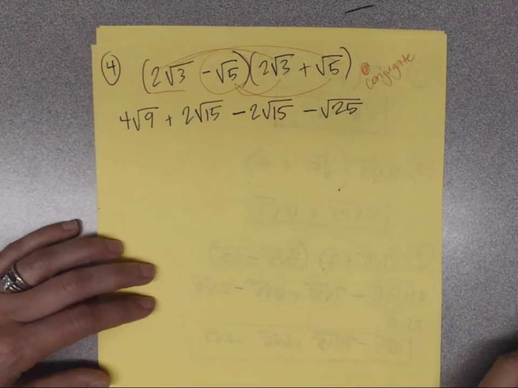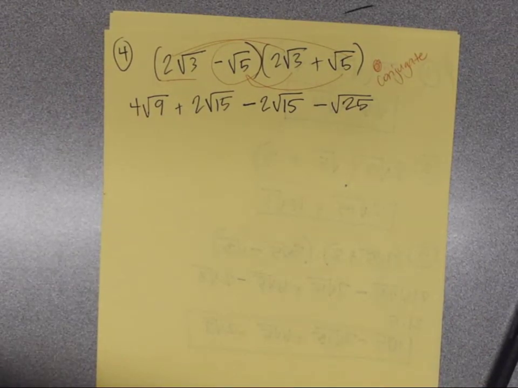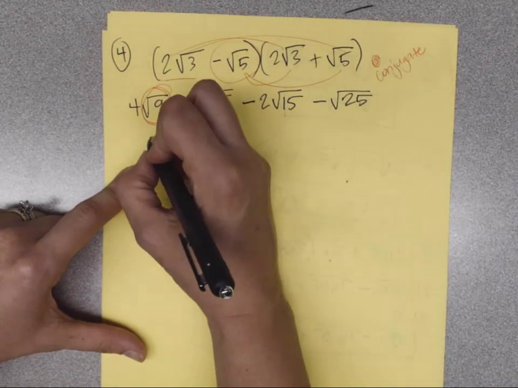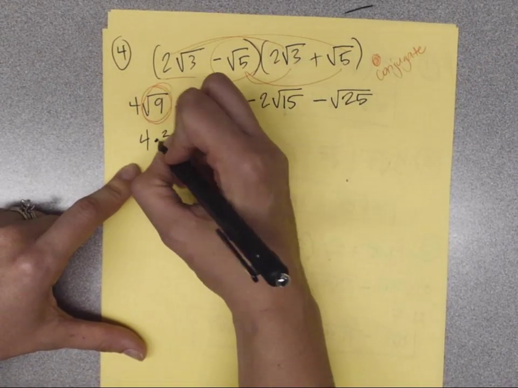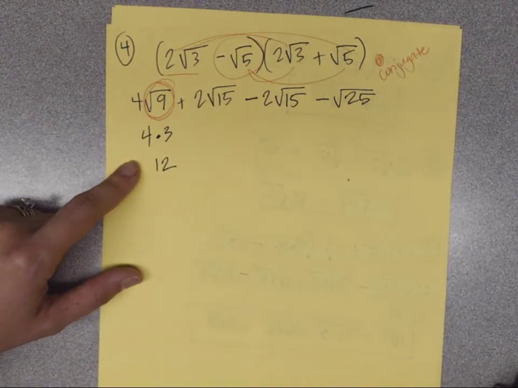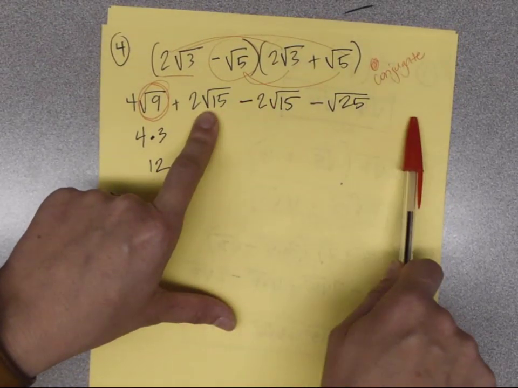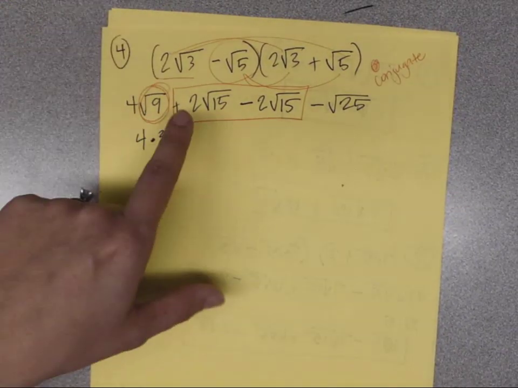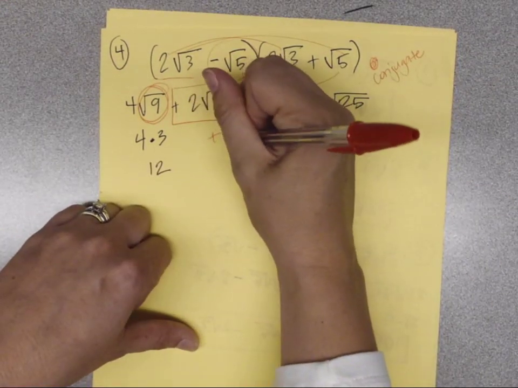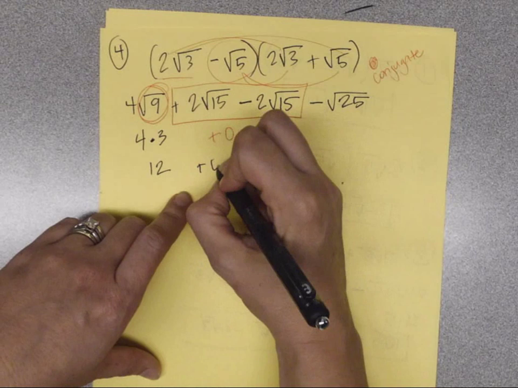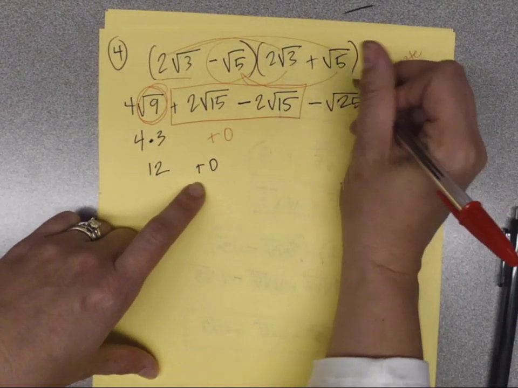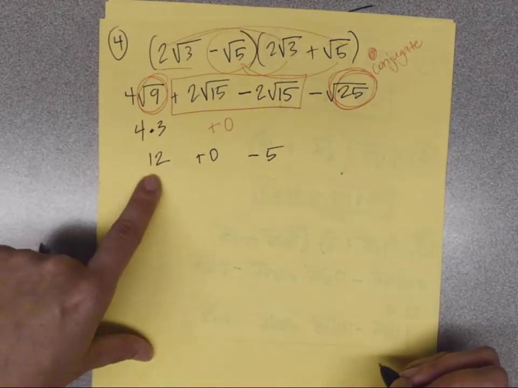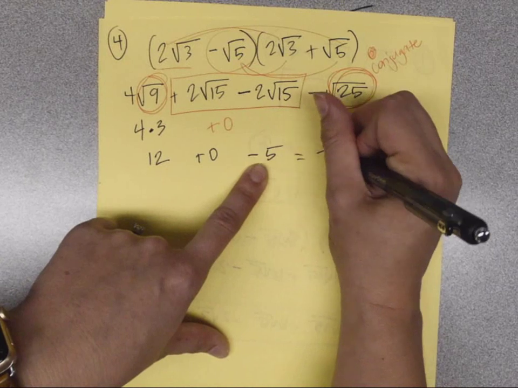So this is a special case because all my radicals are eventually going to go away here. If I look at the first thing, 4 times the square root of 9. What's the square root of 9? 3. So this is 4 times 3, which is actually 12. Okay, 2 square roots of 15. Is there another square root of 15 I can put it with? Yes. Positive 2 square roots of 15 minus 2 square roots of 15. Positive 2 plus negative 2 is 0. So this is technically 12 plus 0 now. And then minus the square root of 25. Can I take the square root of 25? Yes, so minus 5. So 12 plus 0 minus 5 gives me 7.